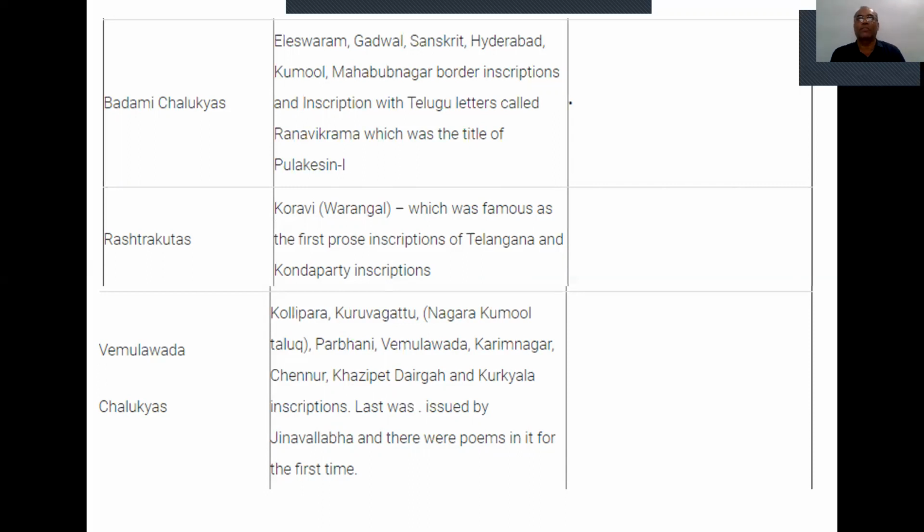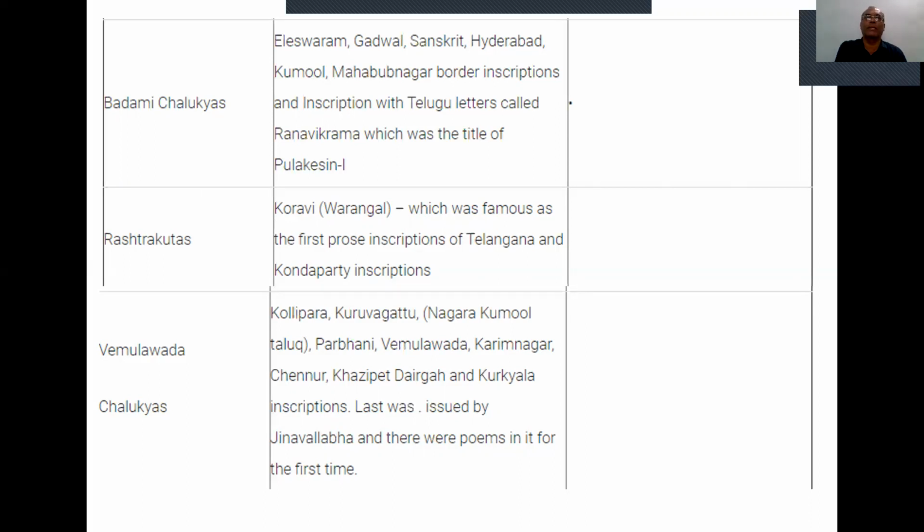And here when we are talking of the Rashtrakutas, we have the first prose inscriptions of the Telangana region and the Kondaparthi inscription. So these two areas have these inscriptions. See, from the times of Shatavahanas, if you come down, during the period of the Shatavahanas, most of them have been in Sanskrit, which was an elite language. But as time progressed, from the times of Badami Chalukyas, when you are coming down to the Rashtrakutas, you also find inscriptions in Telugu. So the regional language was becoming popular in this particular period, and Telugu as a spoken language was becoming popular in this particular period.